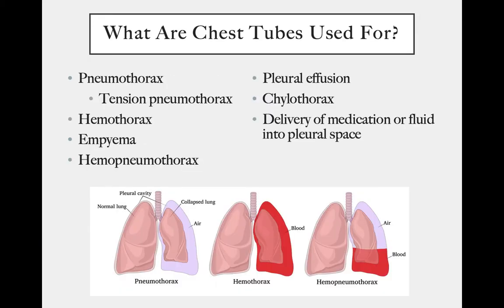So what are chest tubes used for? They're used for patients who have a pneumothorax, which is air around the lung, a hemothorax, which is blood around the lung, empyema, which is purulent fluid around the lung, hemopneumothorax, so air and blood around the lung, pleural effusion, just fluid around the lung, and a chylothorax, which is lymphatic fluid around the lung, and it can also be used to deliver medications such as chemotherapy for individuals who have lung cancer.